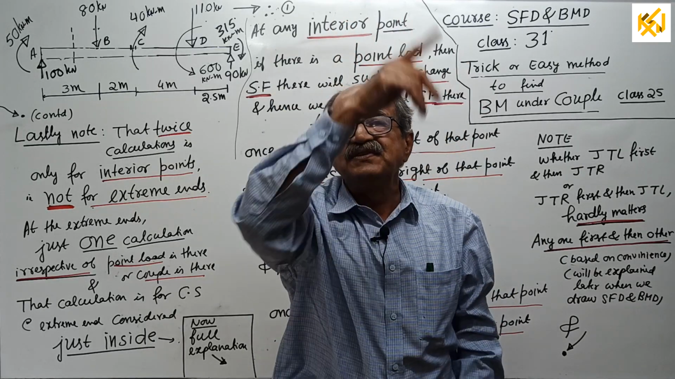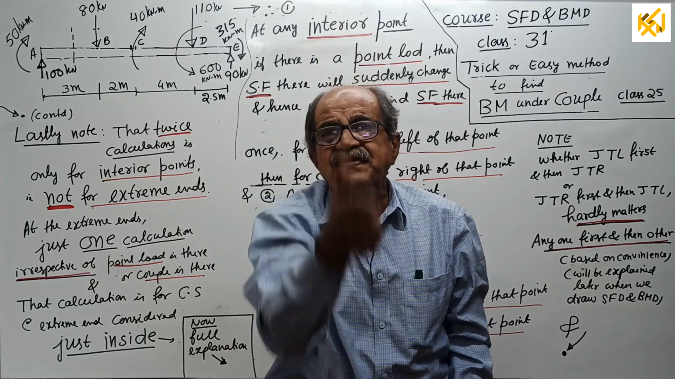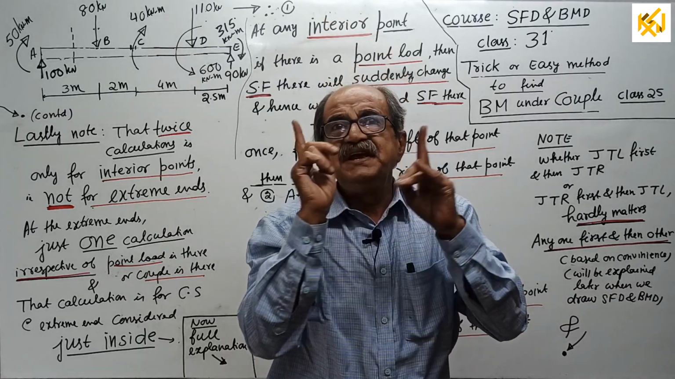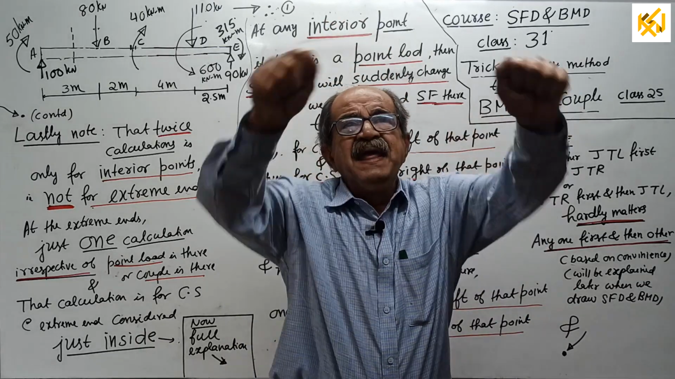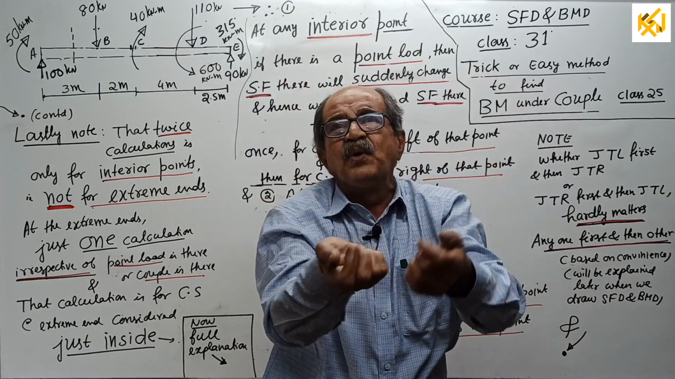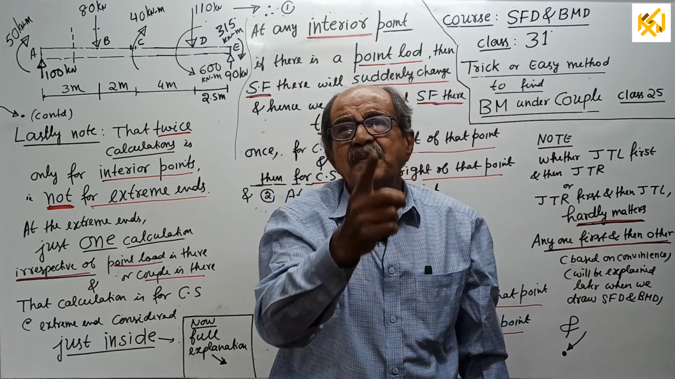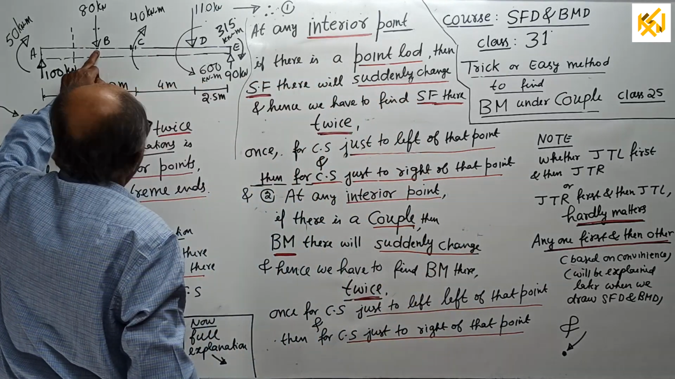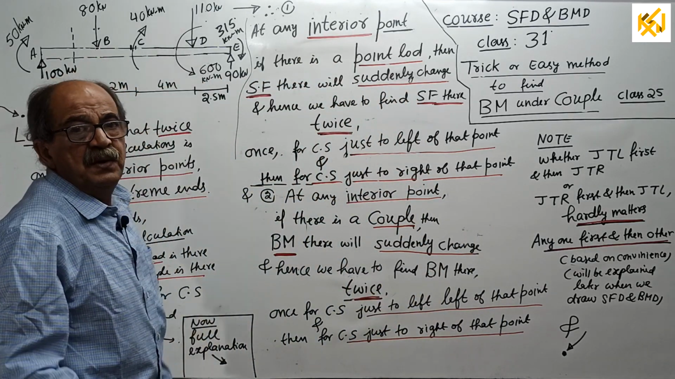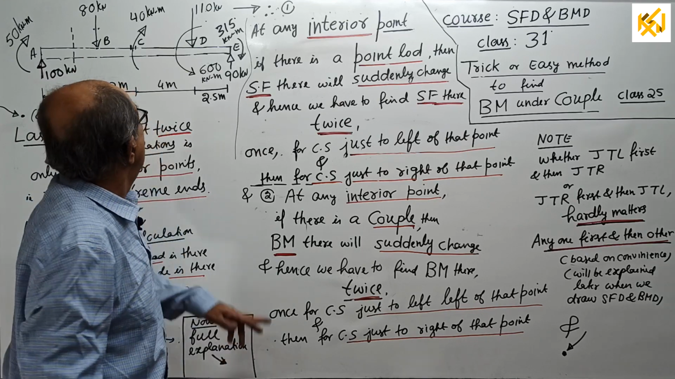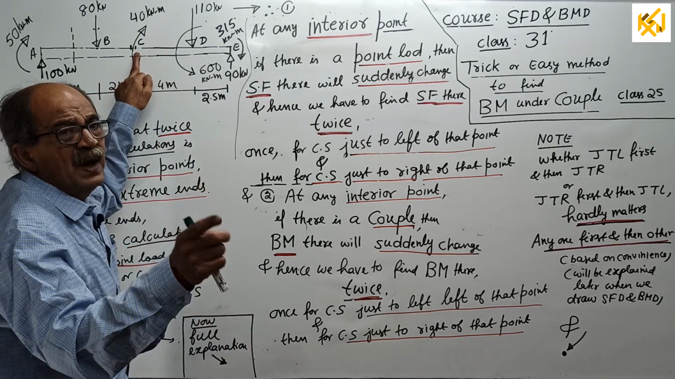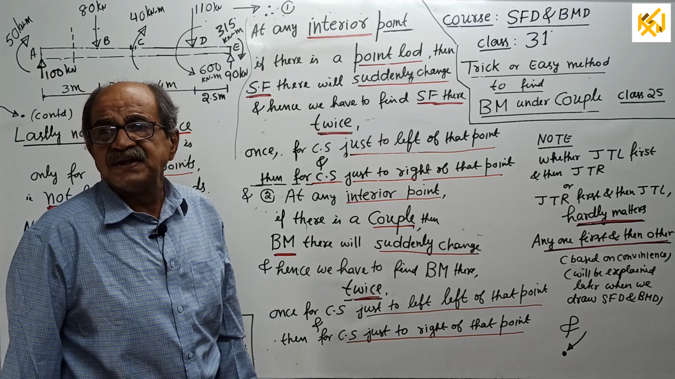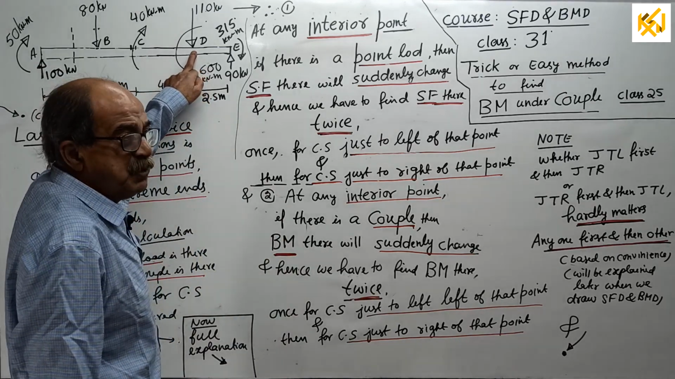Shear force is like this. So when a point load is there, shear force is calculated twice. Bending moment is like this. Therefore, when a couple is there, bending moment is calculated twice. Remember. So later, here I will tell, here shear force twice, bending moment only once. Here, bending moment twice, shear force only once. But here, both twice.